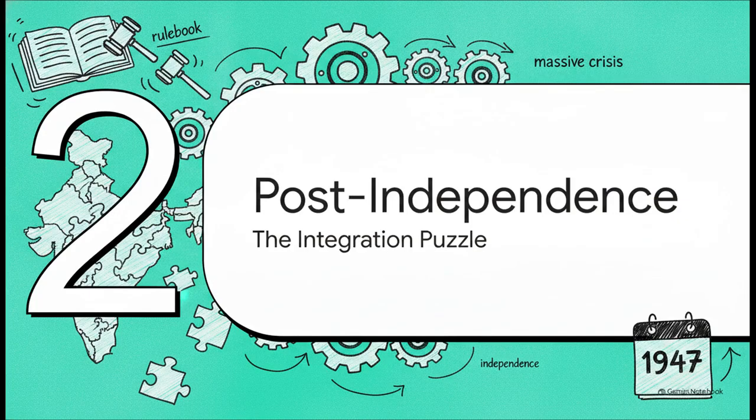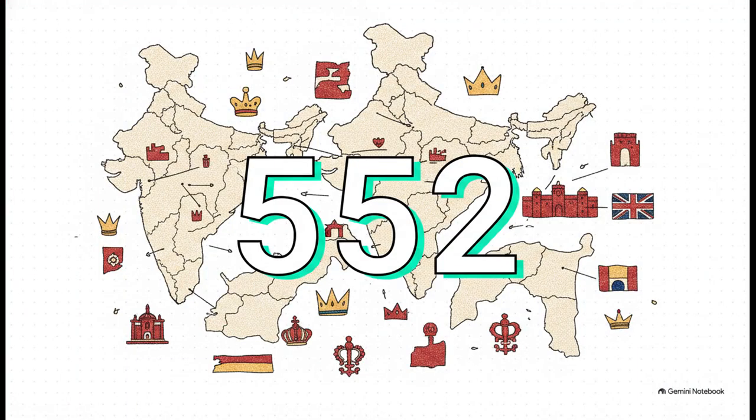Section 2. The Post-Independence Puzzle. Now that we know the rulebook, let's look at the sheer scale of the crisis right at the moment of independence in 1947. At that time, there were a staggering 552 princely states sitting squarely within India's geographical boundaries. I mean, just imagine trying to stitch together a unified nation out of direct British provinces and over 500 highly distinct sovereign principalities. It was an absolute mammoth task of integration.